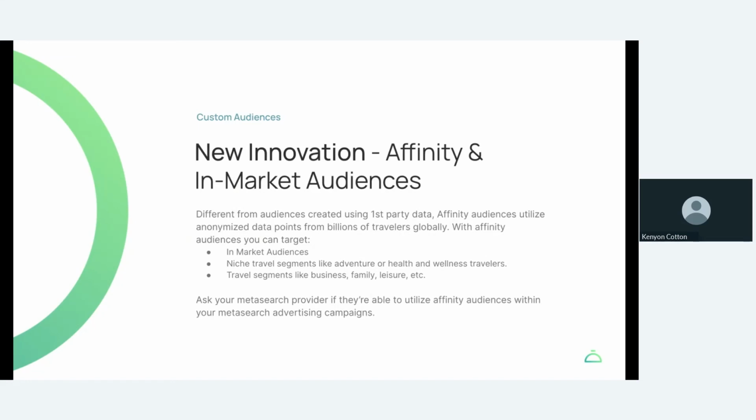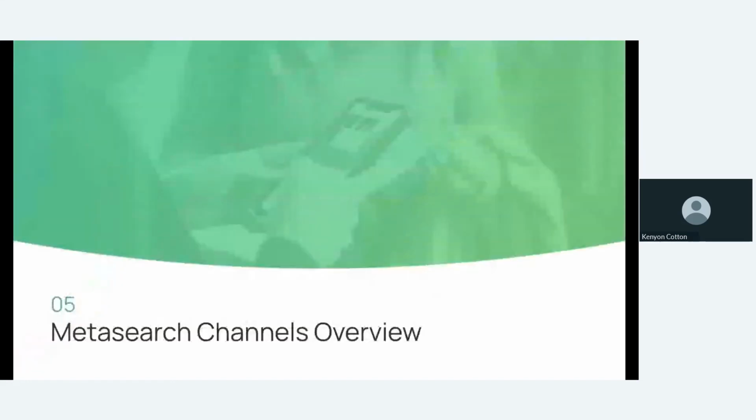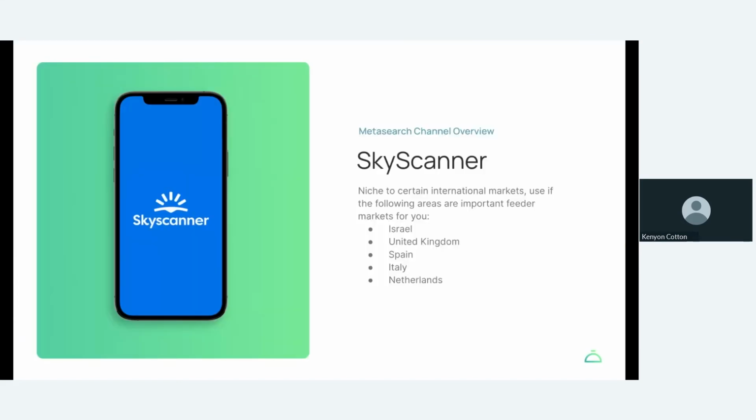Next, we're going to move into a Metasearch channels overview and do a quick rundown of all the Metasearch channels as we see them. The first is Skyscanner. So a lot of these smaller Metasearch channels, they're niche to certain markets. They might just be popular in a certain country. And so for that reason, if they're popular in a country that is an important feeder market for your property, then it makes sense to focus on that channel. Make sure you're utilizing all the optimization features they offer you.